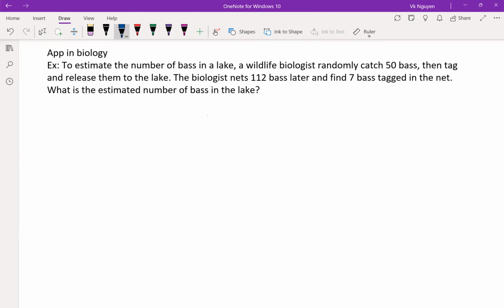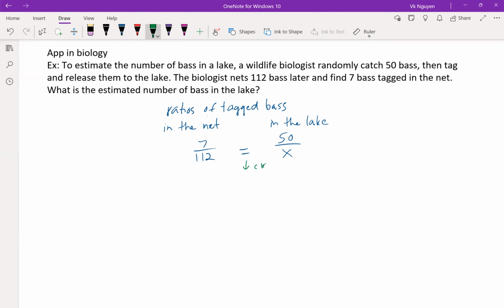We use ratio to do this problem. So the ratio of tagged bats in the net must be the same as the ratio in the lake. The ratio in the net is 7/112. In the lake it is 50 over, we don't know how many bats. This will be x. We can solve this problem using cross multiplication.